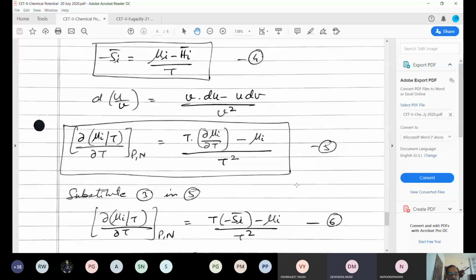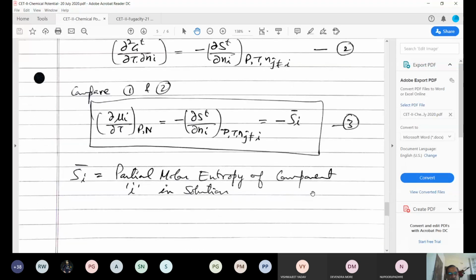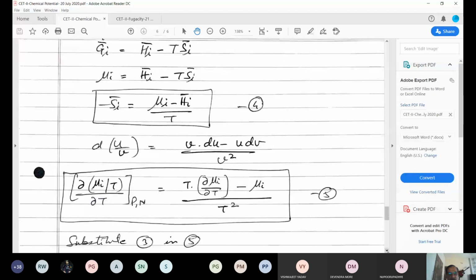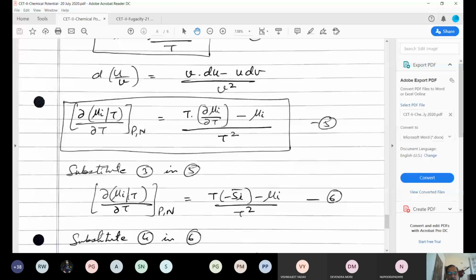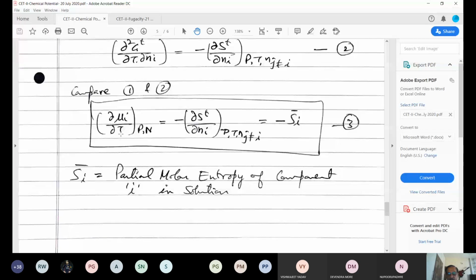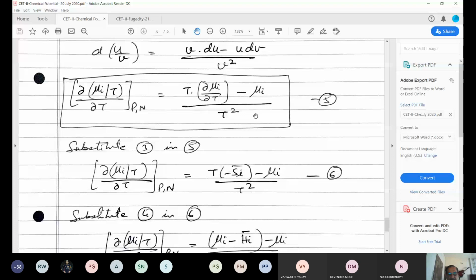Okay. So now we substitute equation 3 in 5. What is equation 3? Equation 3 is this one: dou mu I by dou T at constant pressure and N is equal to minus Si bar. So we get dou mu I by dou T is minus Si bar. So we get equal to T into minus Si bar minus mu I divided by T square.